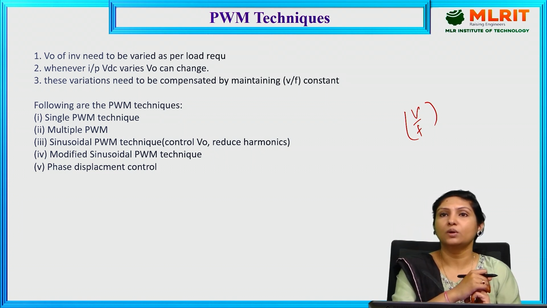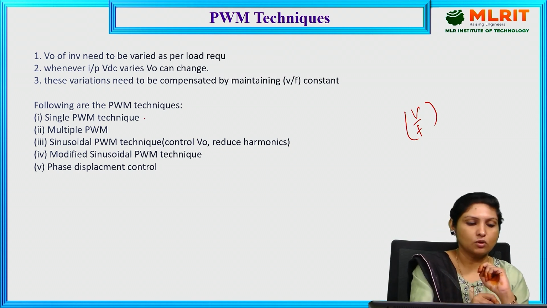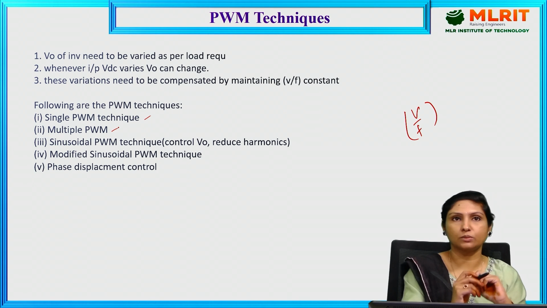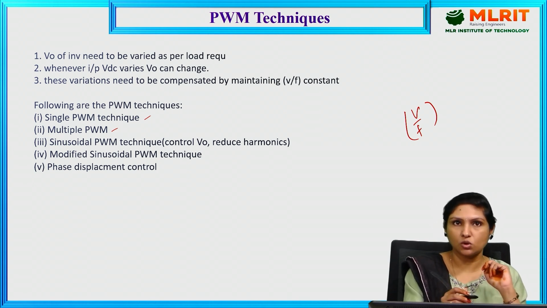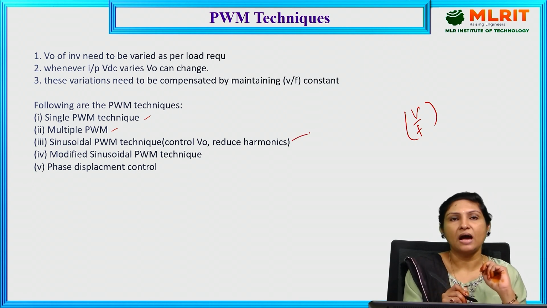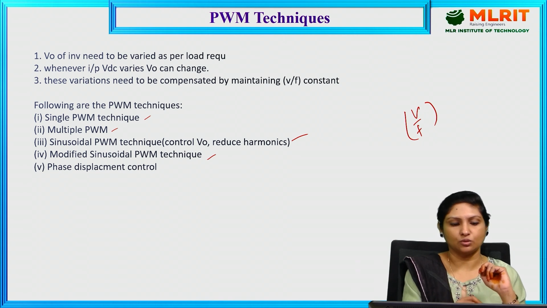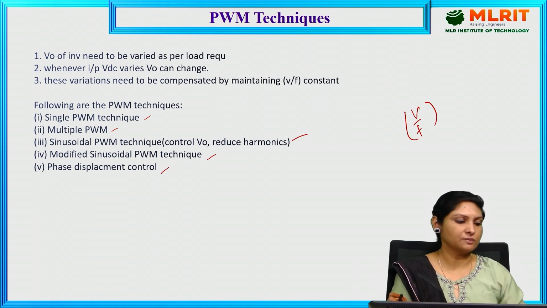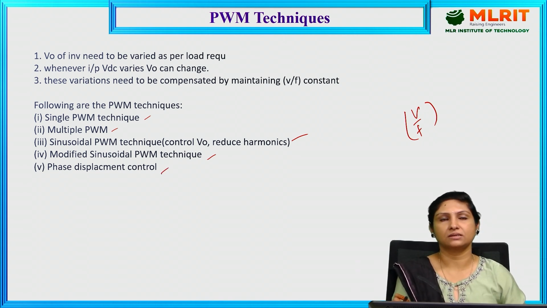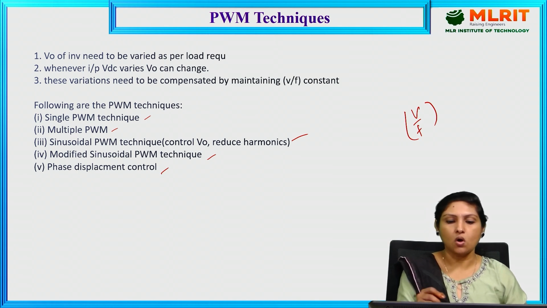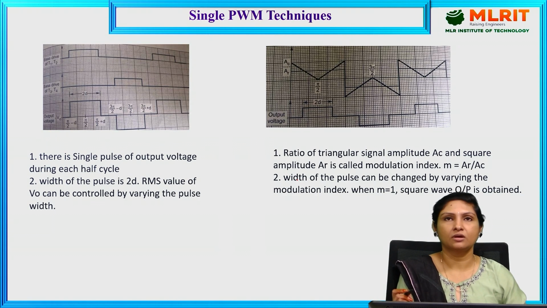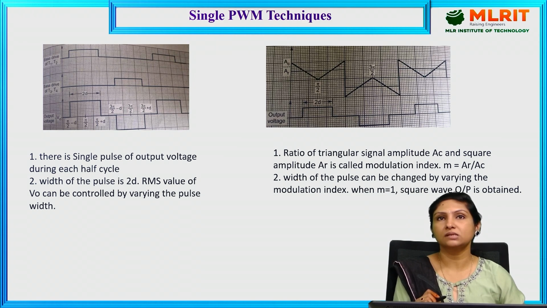And here there are various pulse width modulation techniques like single pulse width modulation technique, multiple pulse width modulation technique, sinusoidal pulse width modulation technique, modified sinusoidal pulse width modulation technique, as well as phase displacement control. We have these 5 types of pulse width modulation techniques, and let us discuss all these 5 in detail. In the first place, we will be discussing single pulse width modulation technique.